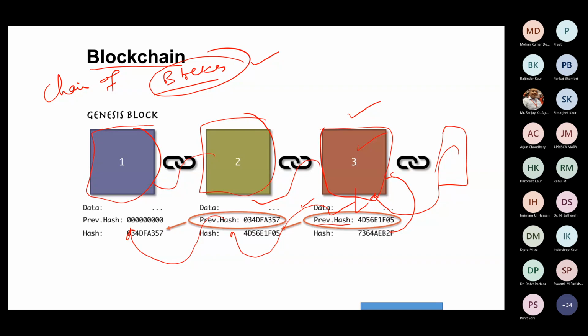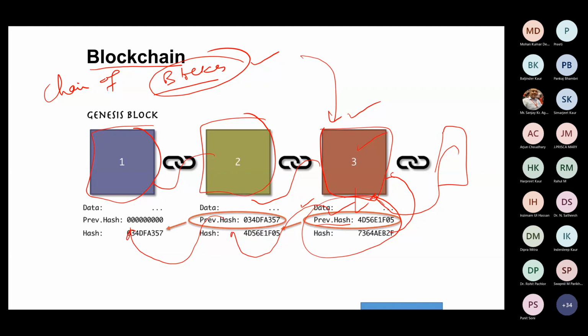So the key question that arises again is, let's say some attack happens on this particular node, in the sense that information has been changed, or some attacker has changed the hash value of this particular block. What will happen to that blockchain?